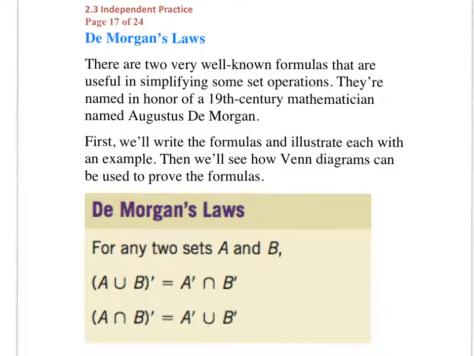There are two very well-known formulas. In fact, if you have already finished all the examples in the previous two videos, you have already derived these formulas on your own. And they're called De Morgan's Laws, which state: (A union B) complement equals A complement intersect B complement. That's the first one. The second one says (A intersect B) complement equals A complement union B complement.